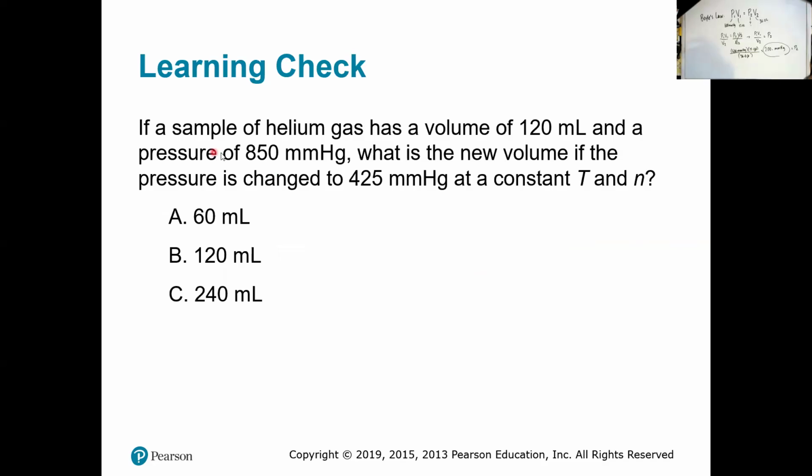All right, we have another one. We have a sample of helium gas with a volume of 120 milliliters and a pressure of 850 millimeters of mercury. What's the new volume if the pressure is changed to 425 millimeters of mercury? Okay, so we'll try one more of these. Going to write down the information first.